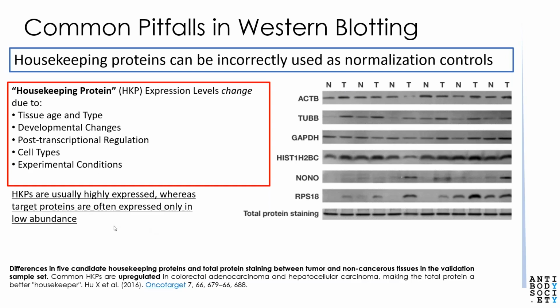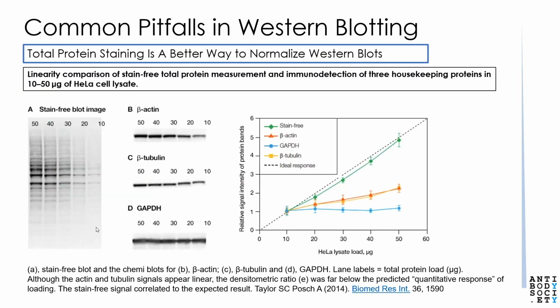So again, these housekeeping proteins are usually highly expressed, whereas our target proteins are often only expressed in low abundance, and this leads to them becoming saturated at a lower amount of total protein than the target protein. So what we use in our lab is a total protein method, which has its flaws too, in that above 60 microgram of total protein, it cannot be used, but we find it better than housekeeping protein.